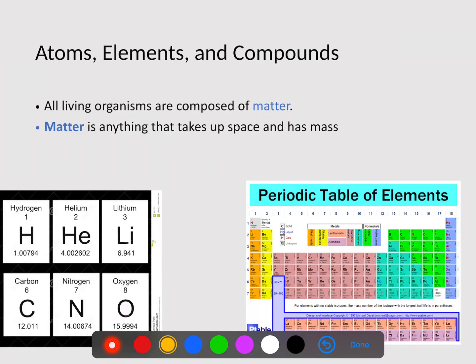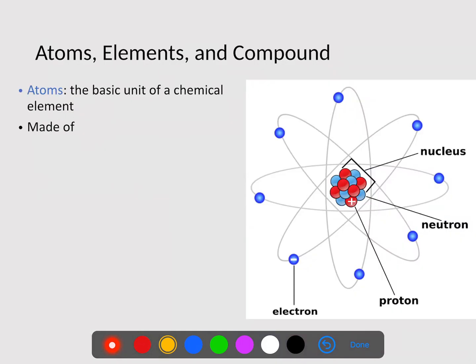Now, all living organisms are composed of matter. And again, matter is just simply anything that takes up space and has mass. So carbon, nitrogen, oxygen, hydrogen, helium, lithium. These are parts of the periodic table. These are elements and they take up space, they have mass, therefore they are matter.